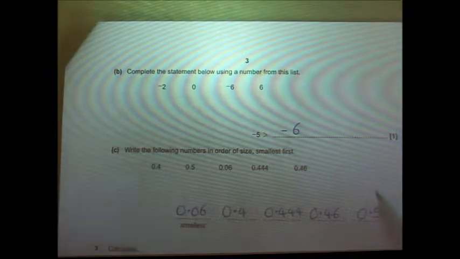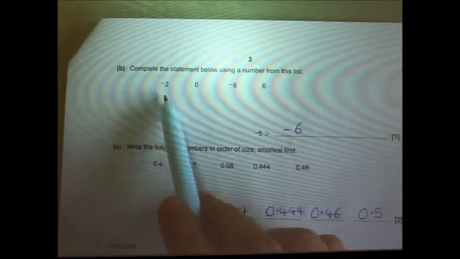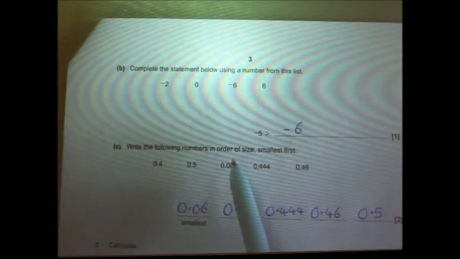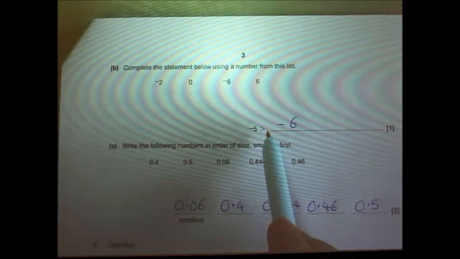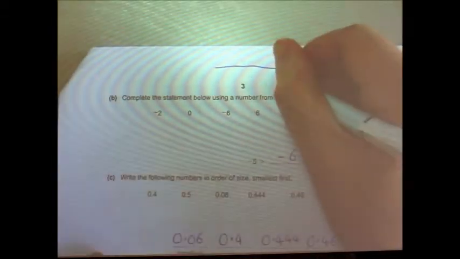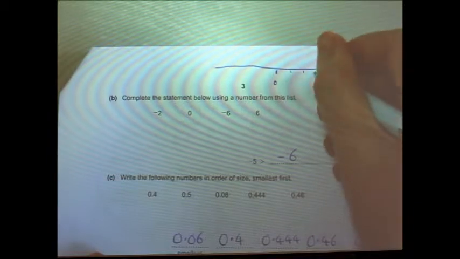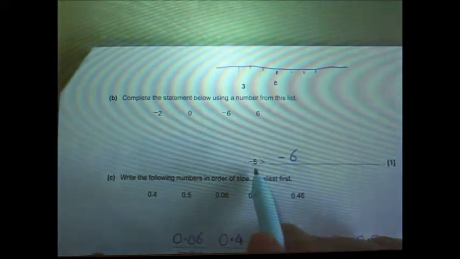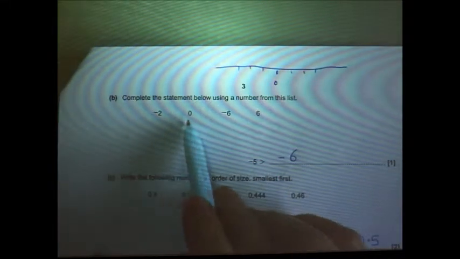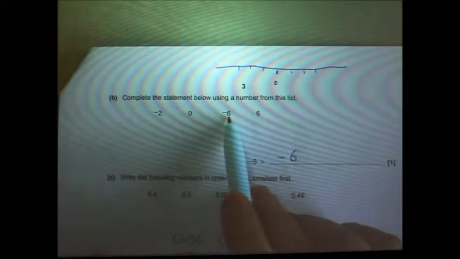Moving on, question number 3. Oh no, this is still 2 part B. Complete this statement below using a number from the list. So you've got some numbers here, some are positive, some are negative, a couple of 0. And it says -5 is greater than. If you imagine your number line, it would have 0 there, and it would obviously have 1, 2, 3, -1, -2, -3. -5 is greater than only one of these numbers, and it is greater than -6.